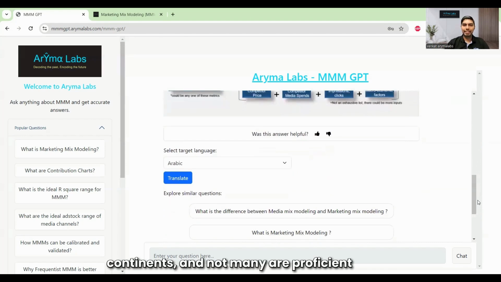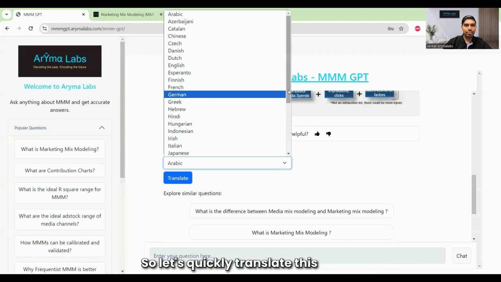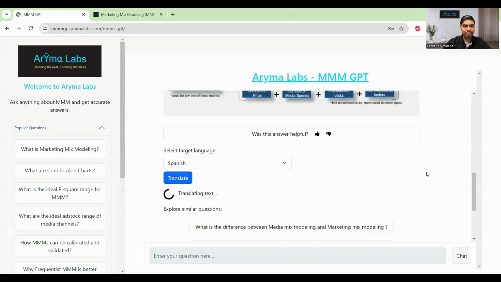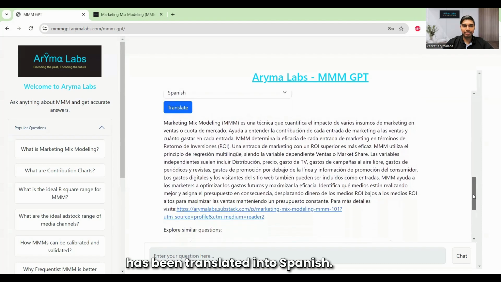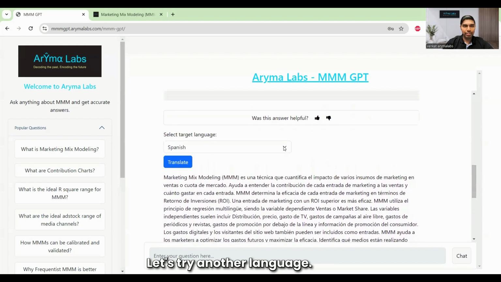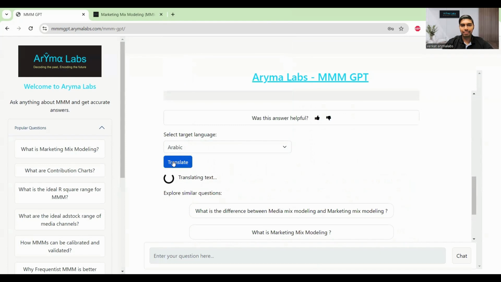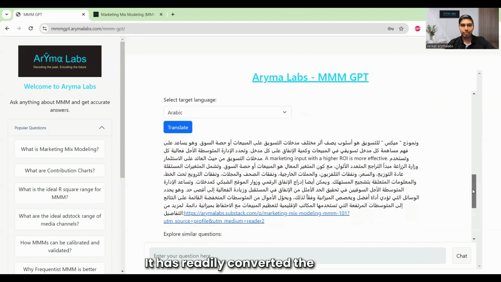Arima Labs has clients across 5 continents, and not many are proficient English speakers or native English speakers. So for their convenience, we have added this excellent feature called Translate into any language. So our content can be converted or translated into any language. So let's quickly translate this to, let's say, Spanish first. As you can see, the content has been translated into Spanish. Let's try another language. Let's translate it into Arabic. There you go. It has readily converted the response into Arabic as well.